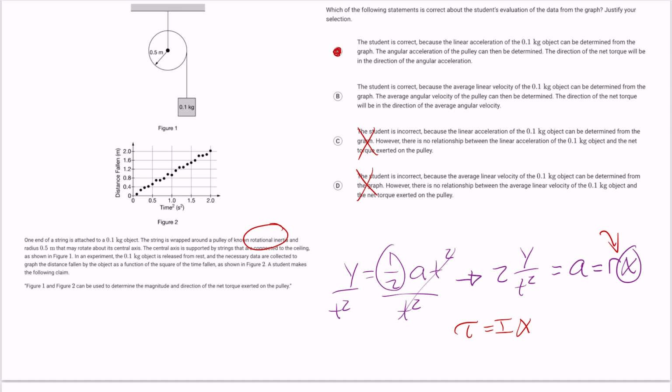The student is correct because the average linear velocity of the 0.1 kilogram object can be determined from the graph. The average angular velocity of the pulley can then be determined. The direction of the net torque will be in the direction of the average angular velocity. That's actually not necessarily true. So we're going to go ahead and sit with A and move on.